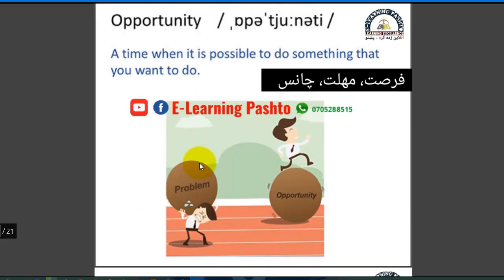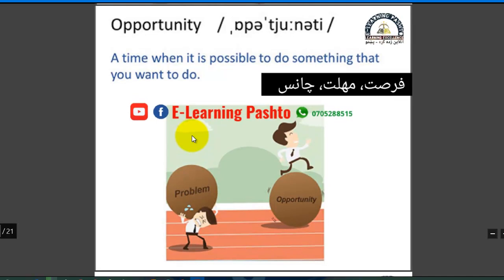Next we've got opportunity معنا فرصت، مهلت، chance, a time when it's possible to do something that you want to do. هغه وخت ویل کېږي هغه فرصت چې تاسو یو څه کولو لپاره لرئ یا غواړئ چې وکړئ، opportunity ویل کېدای شي. So never ever waste the opportunity that you have. کله چې فرصت لرئ هیڅ کله یې د لاسه مه ورکوئ.